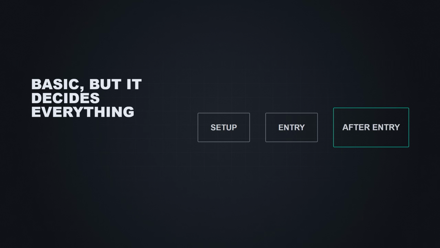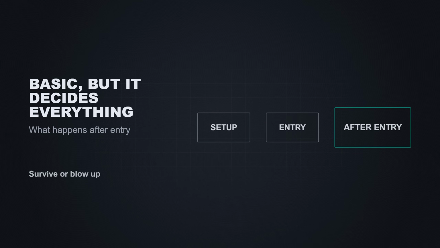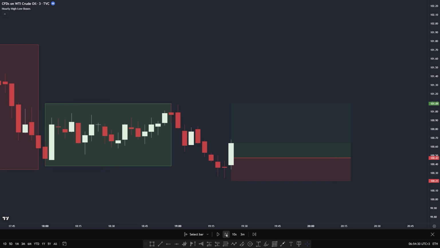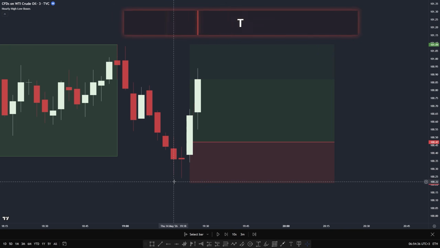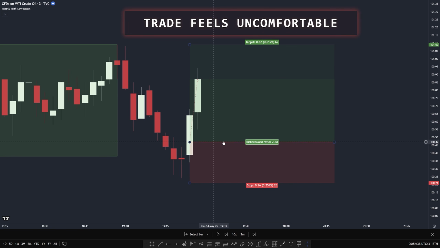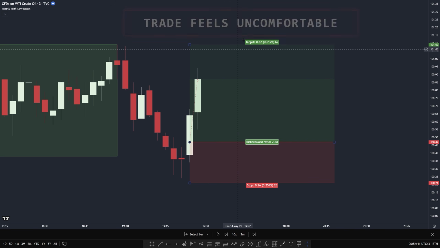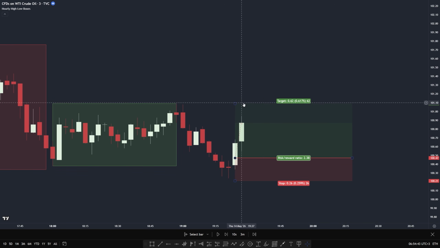This next part looks basic, but it decides whether a scalping strategy survives after entry. Right here, price moves up from the reclaim, and you now have a small profit. This is where the trade starts to feel uncomfortable. You want more, but you also don't want the scalp to come all the way back. This is what you do.